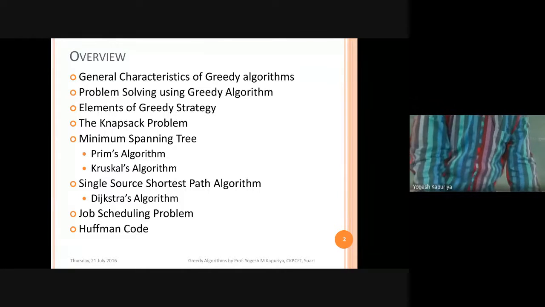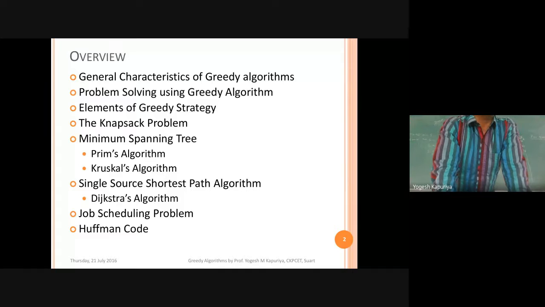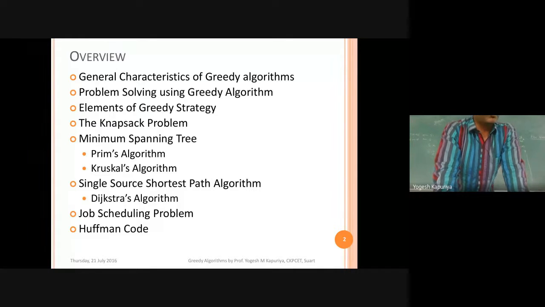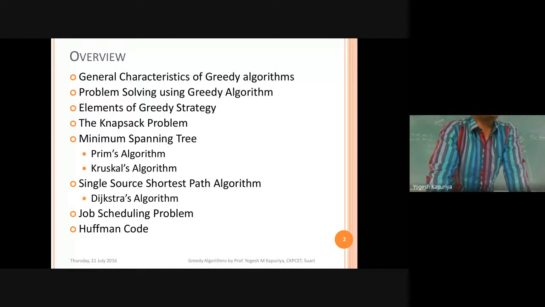In any greedy technique, what we do is we basically have two functions. One function is for checking the feasibility, another function is for checking the optimality. So whether the solution which you are picking is feasible or not should be checked first, and then you need to check whether it's optimum or not based on the current state of the system.